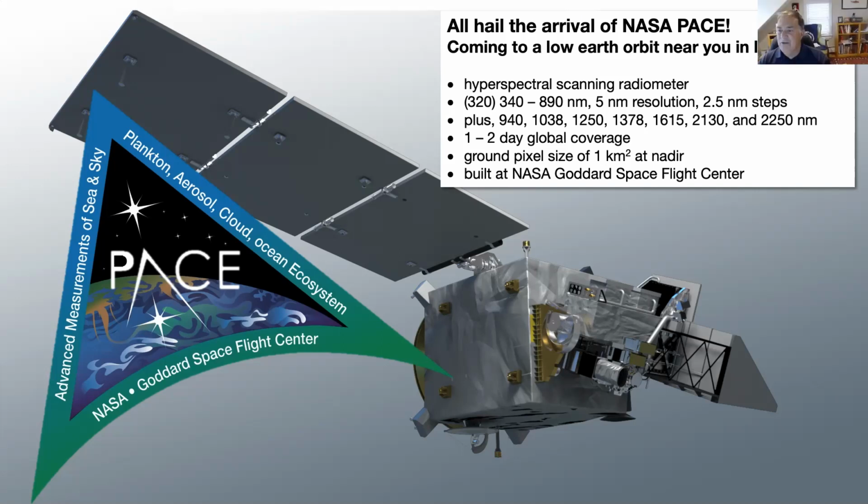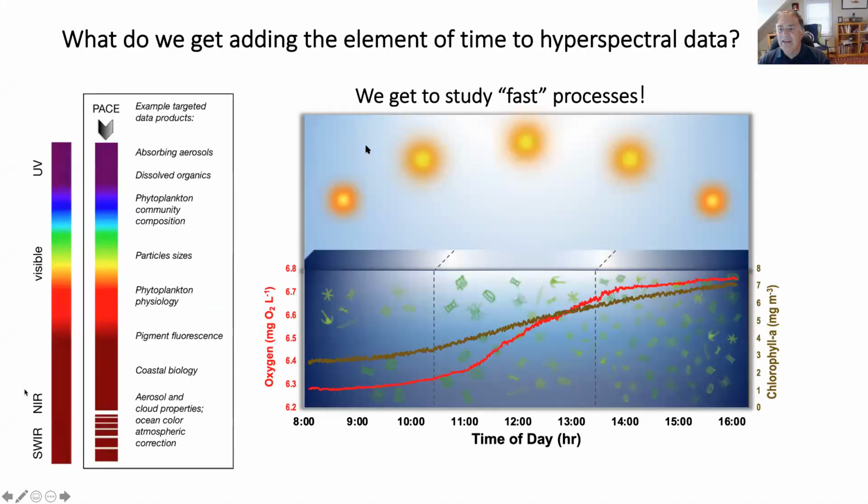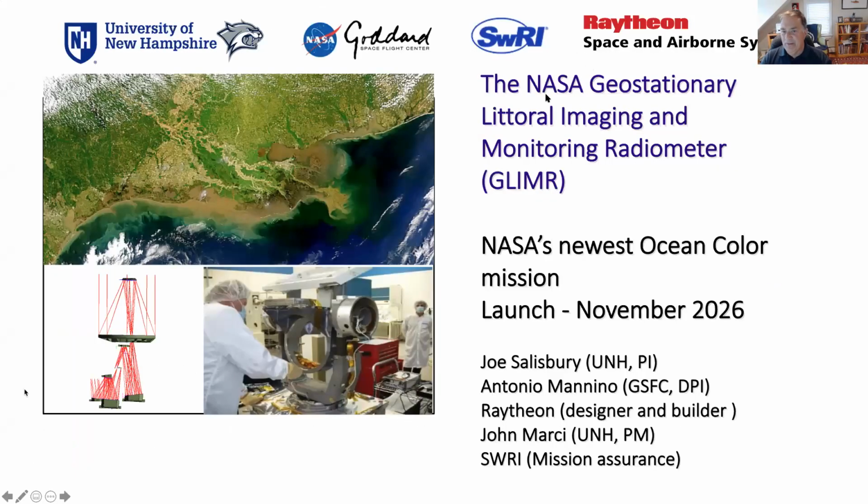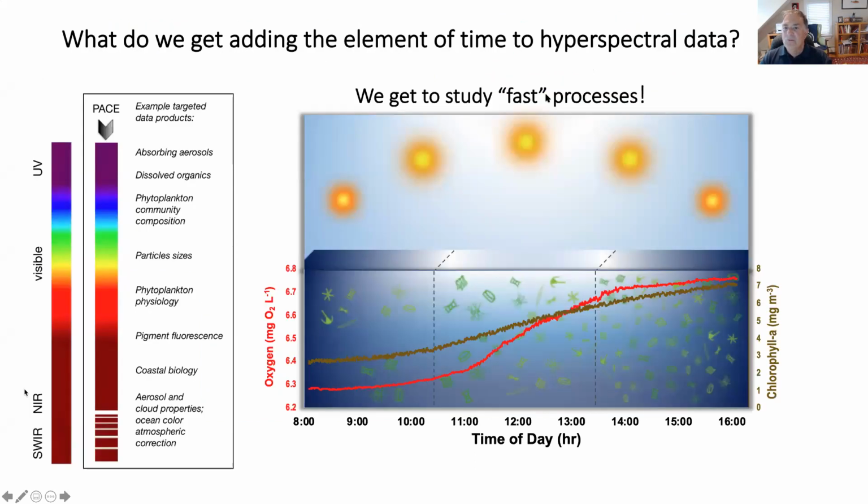Okay, so what do we get by adding the element of time to hyperspectral data? So here, imagine that we have hyperspectral data, but we get it every hour. So now we get to study so-called fast processes in the ocean.